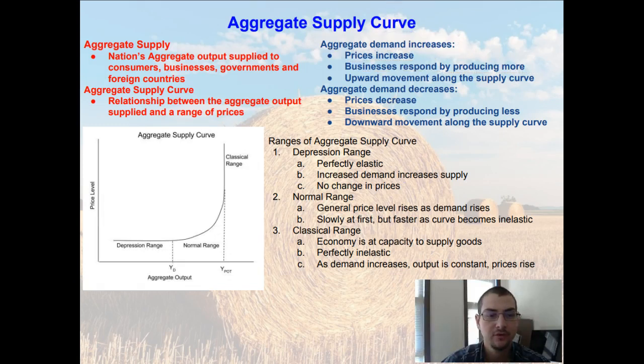On the other hand, what if we have an aggregate demand curve, and then we have an inward shift, a downward shift? The aggregate demand decreases for this nation. If this aggregate demand decreases, what's going to happen to price? Well, prices are going to decrease. Because of lower prices, these businesses are going to respond by producing less. And it causes this downward movement along this supply curve.